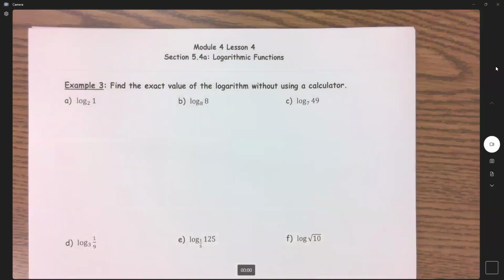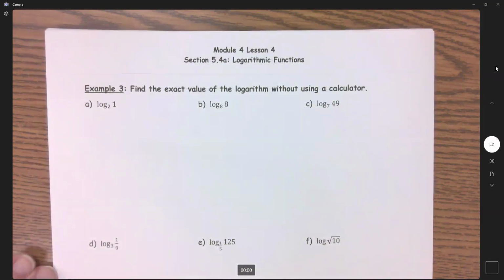Example 3 wants us to find the exact value of the log without using our calculator. If you want to Google how to put these in your calculator, you can, but these are not hard to do by hand. And by doing them by hand, they are going to make us rewrite these logs as exponentials. And that skill is really going to help us as we get further into this module when we're having to solve more complex log equations and exponential equations.